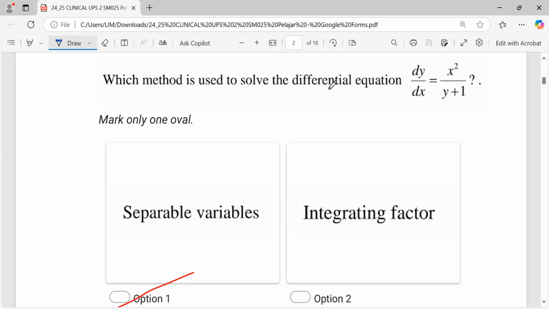Hi everyone, in this video we're going to discuss clinical UPS. For the first question here, which method is used to solve the differential equation?